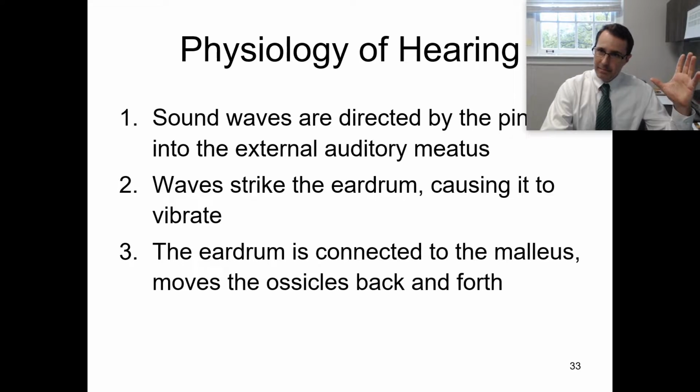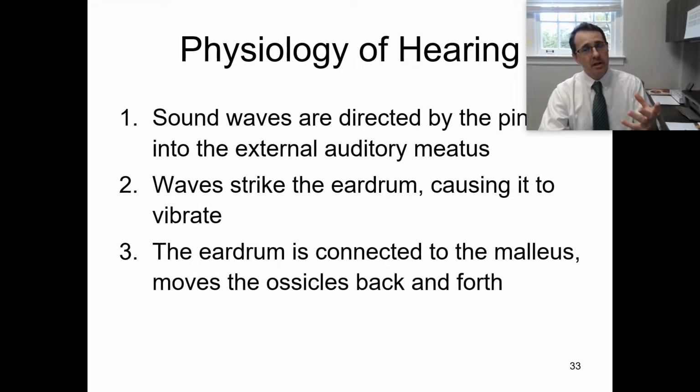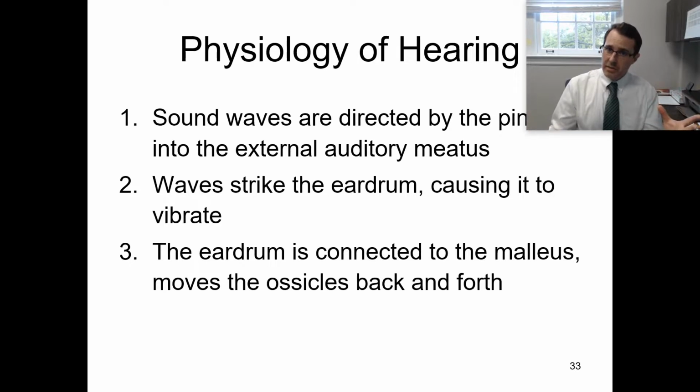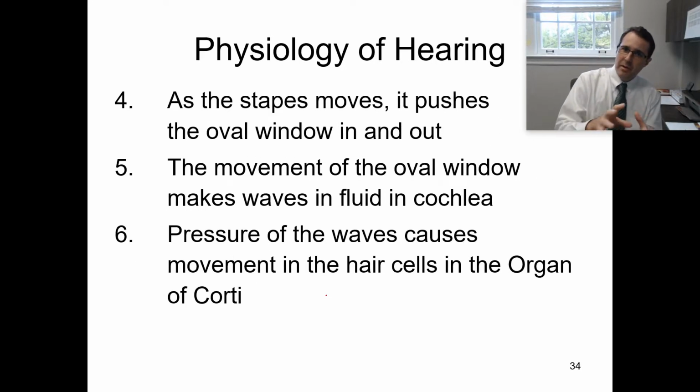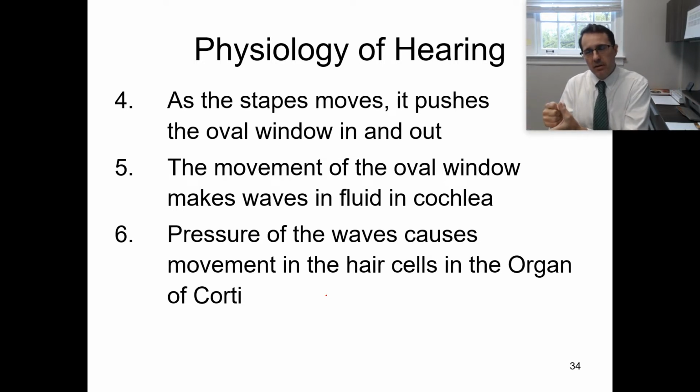So now let's back up and go through the basic steps of the physiology of hearing. Sound waves are collected by the auricle or the pinna and directed down into the external auditory meatus or the ear canal, where they strike the eardrum, causing it to vibrate. And the eardrum is connected to the ossicular chain. So when the eardrum moves, the ossicular chain moves. And as the ossicular chain moves, the stapes pushes in and out at the oval window of the cochlea.